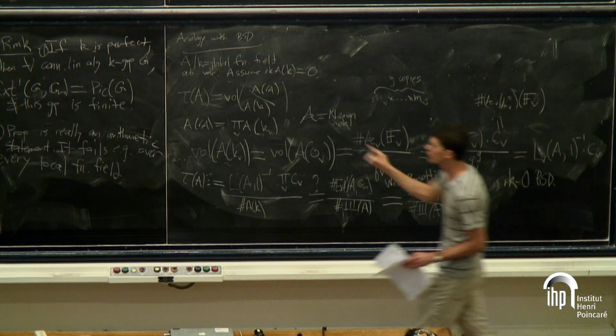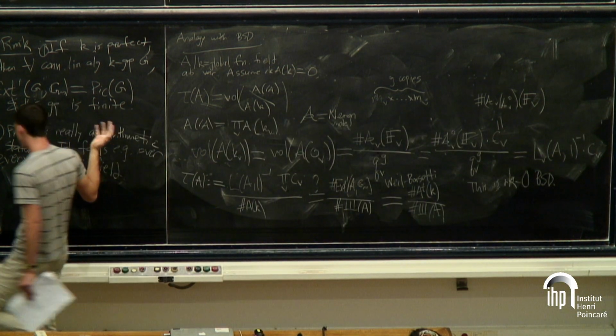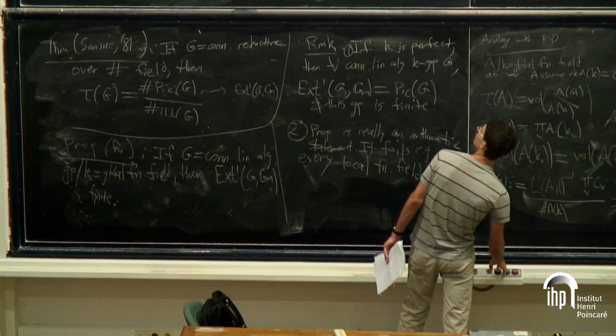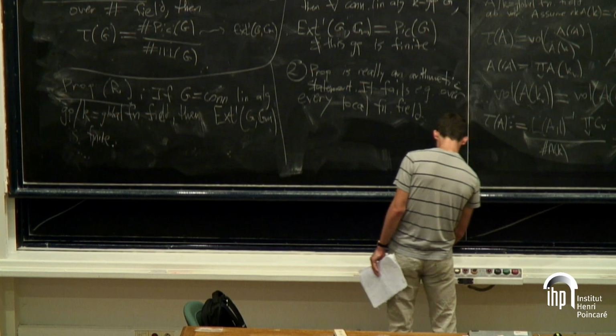OK? So this formula with X is the exact linear algebraic group analog of the Birch and Swinnerton-Dyer conjecture, which is another reason you might expect this to be true.